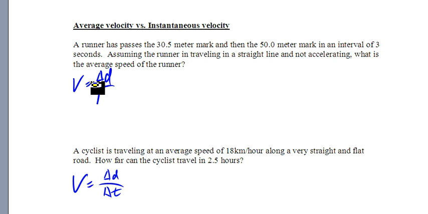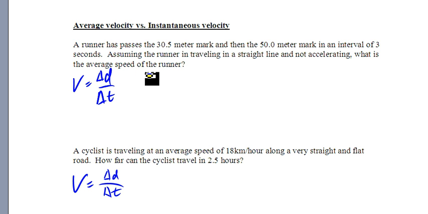So I'm going to show you how we use v is equal to change in d over the change in t. This is a pretty straightforward one. It says a runner passes the 30.5 meter mark and then the 50.0 meter mark in an interval of 3 seconds. Assuming the runner is traveling in a straight line, not accelerating, what is the average speed of the runner?